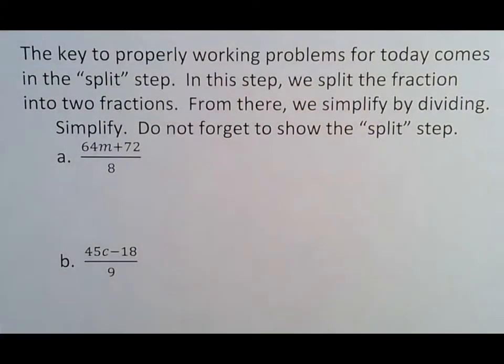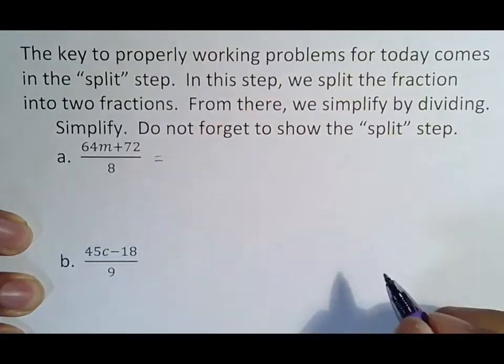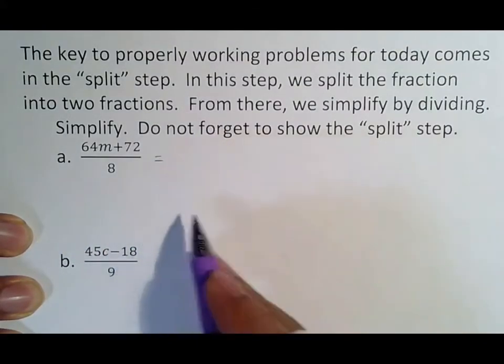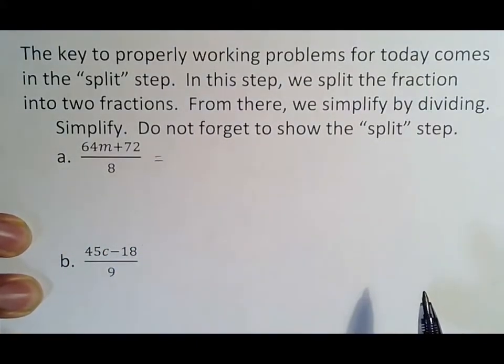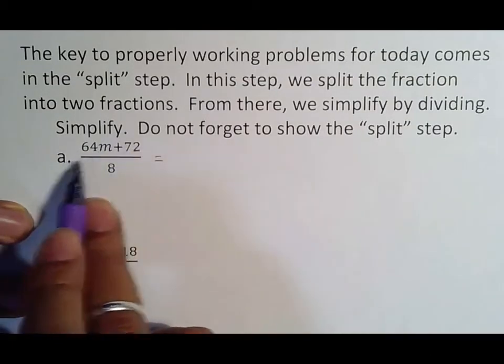Because in the work that you do, you are going to have to show the split step. Just like in the distributive property you had to show the meetings, in this problem you're going to have to show the split, at least for this time around, until we've seen it enough that I believe you have it down. So you're going to have 2 boxes. I'm just going to use 2 equal signs, but the things you write are going to go into the boxes. Other than that, what we're looking at here is 64m plus 72 all divided by 8.